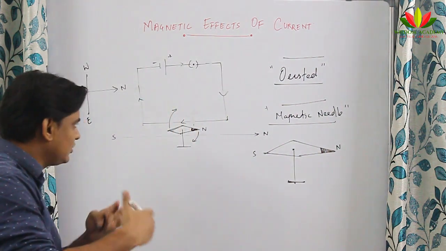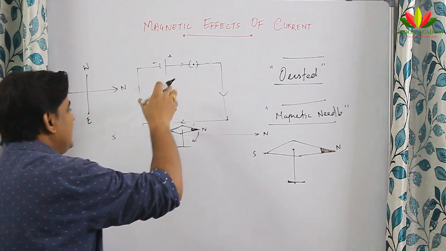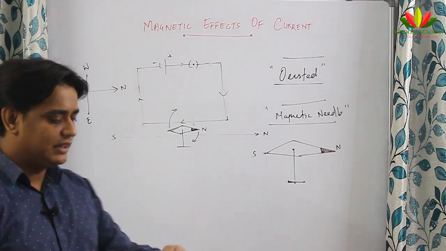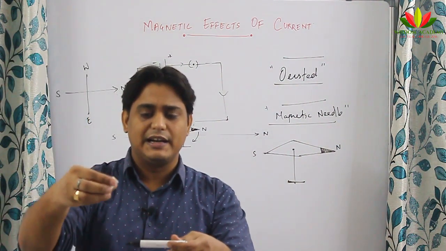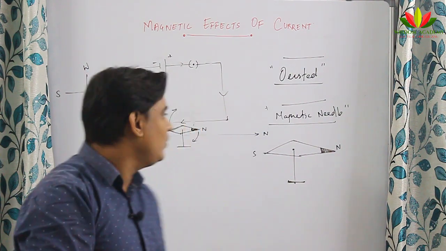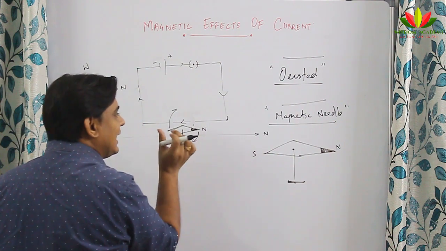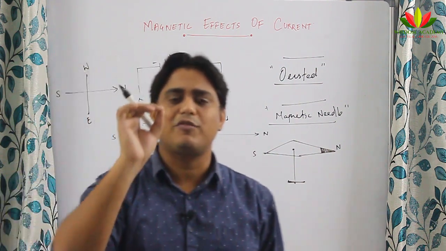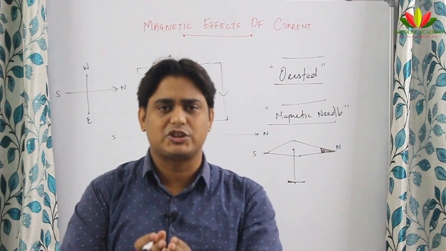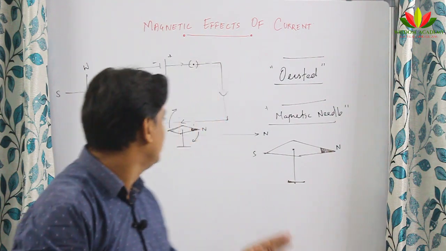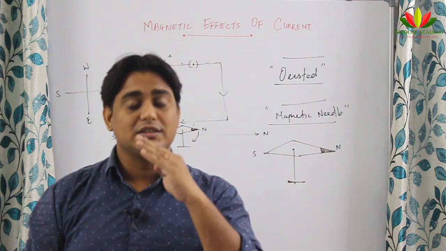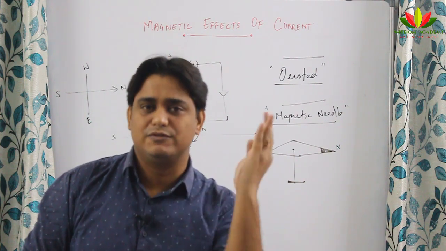He did a third trial in which, in the first case, the needle was kept above the wire. Suppose this is the wire which is going, then the needle was kept above it. In the second case, he kept the needle below it. Now when he kept the needle below, again he saw that the direction of the magnetic field was reversed. So first, he kept the direction of current from south towards north, and he saw that the magnetic needle's north direction was pointing towards west.